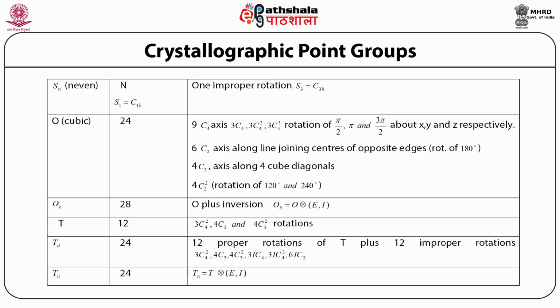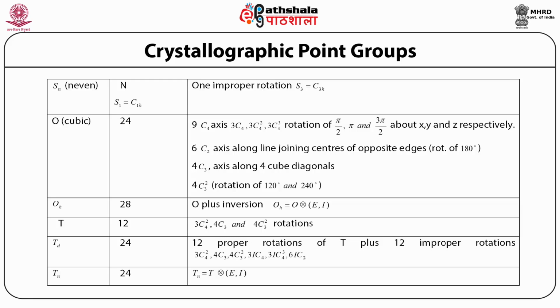The order of the group is 24. The group has 9 C4 axes. That is 3C4, 3C4 squared, and 3C4 cubed. Rotation of pi by 2, pi, and 3 pi by 2 about x, y, and z axes respectively. In addition, it has 6 C2 axes along the line joining centers of opposite edges, as we have discussed earlier. It further has 4 threefold axes along the 4 cube diagonals and 4 C3 squared, the rotation by 120 degrees and 240 degrees about the cube diagonals.